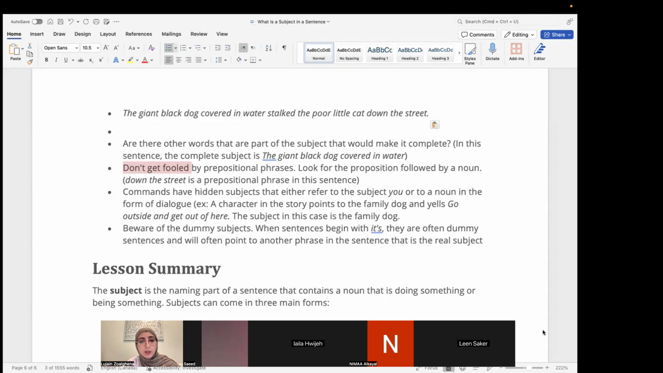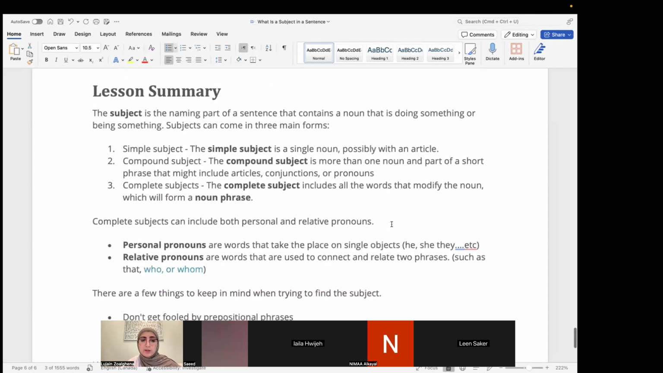And the last one, can you read it too? Beware of the dummy subject. When sentences begin with "it," they are often dummy subjects and will often point to another phrase in the sentence that is the real subject. All right, thank you so much.